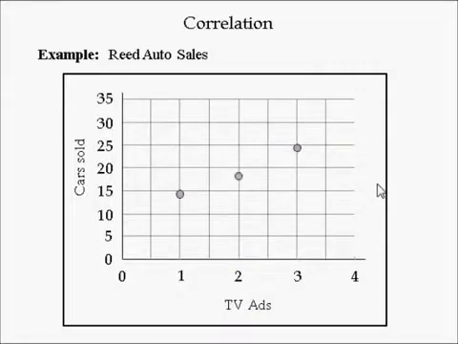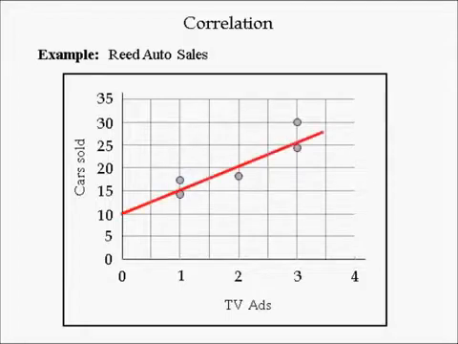In the third observation, the car lot ran 2 TV ads and sold 18 cars. In the fourth observation, the car lot ran 1 TV ad and sold 17 cars. In the fifth observation, the car lot ran 3 TV ads and sold 30 cars.